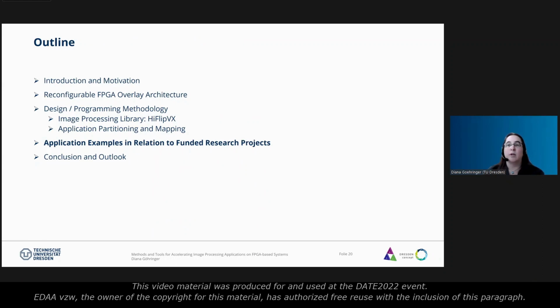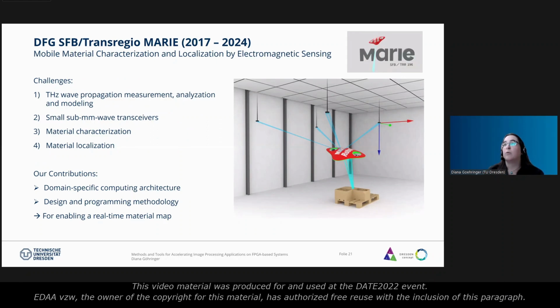So let's have a look at some application examples, for what we developed: those tools, and also the FPGA overlay architecture. One project we have been working on since 2017 is Transregio MARIE. It's a German national research cluster between different universities. And the goal of the cluster, it's a 12-year project and we are in the second 4 years, is to have a mobile robot such as this drone, which can localize and characterize materials in a sub-millimeter process.